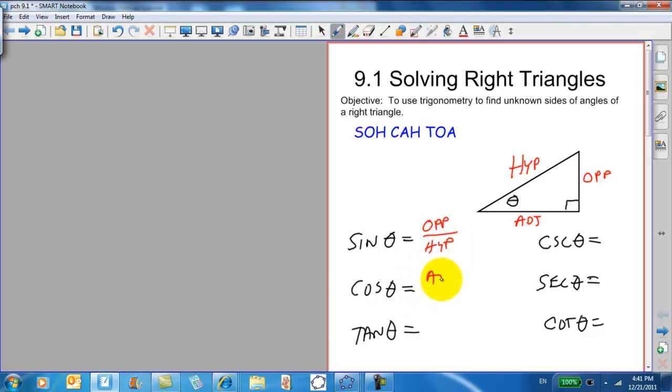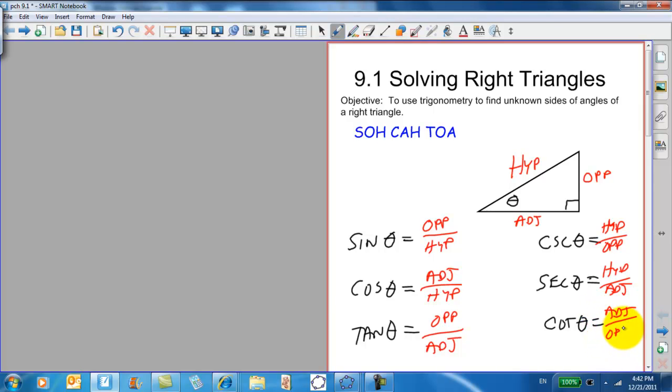Cosine is the adjacent side over the hypotenuse. Tangent is the opposite side over the adjacent side. So from the first letters, sine is opposite over hypotenuse: SOHCAHTOA. Now the book gets into the cosecant, which is hypotenuse over opposite, and secant is then hypotenuse over adjacent, and cotangent is adjacent over opposite.